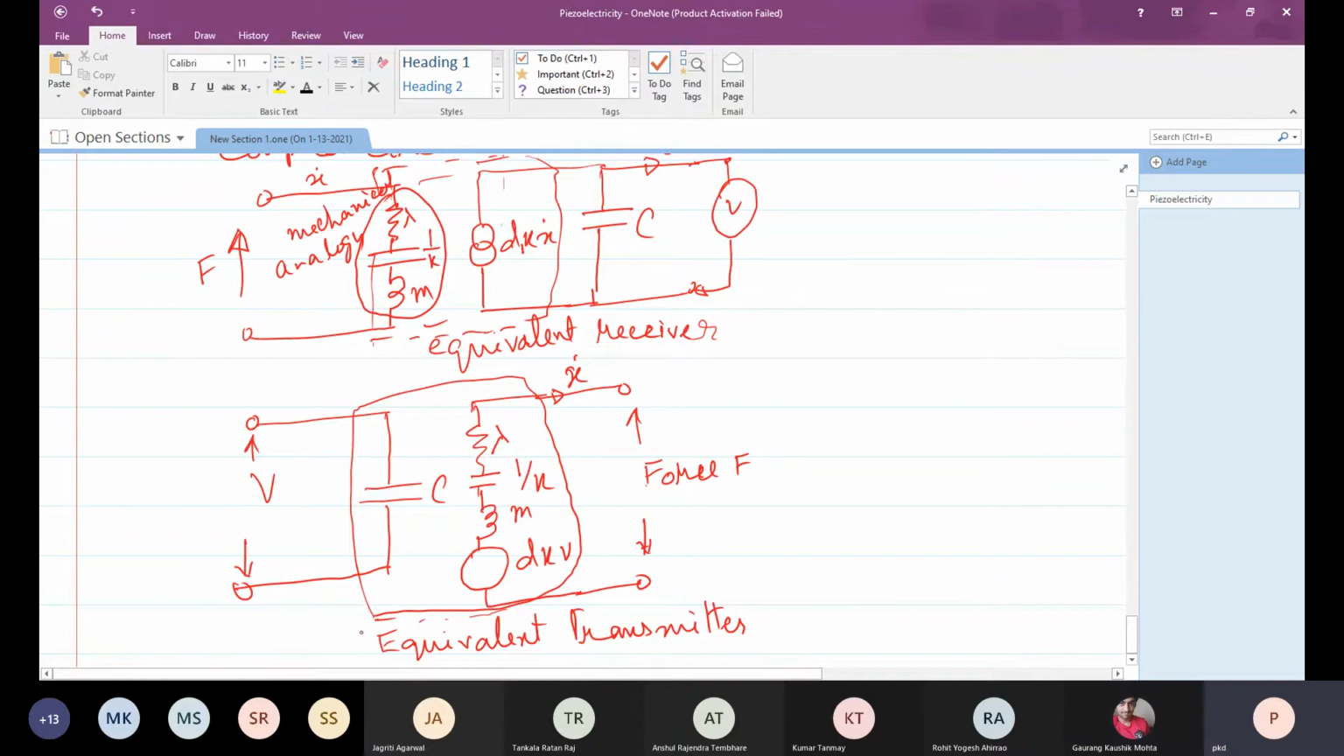In the case of the transmitter, the voltage is usually the input coming from a signal generator or an exciter. The electrical equivalent of the piezoelectric crystal is a capacitance, though in a real case there will be a parallel resistance here. Generally, crystal oscillators are very pure, so that resistance part is negligible.